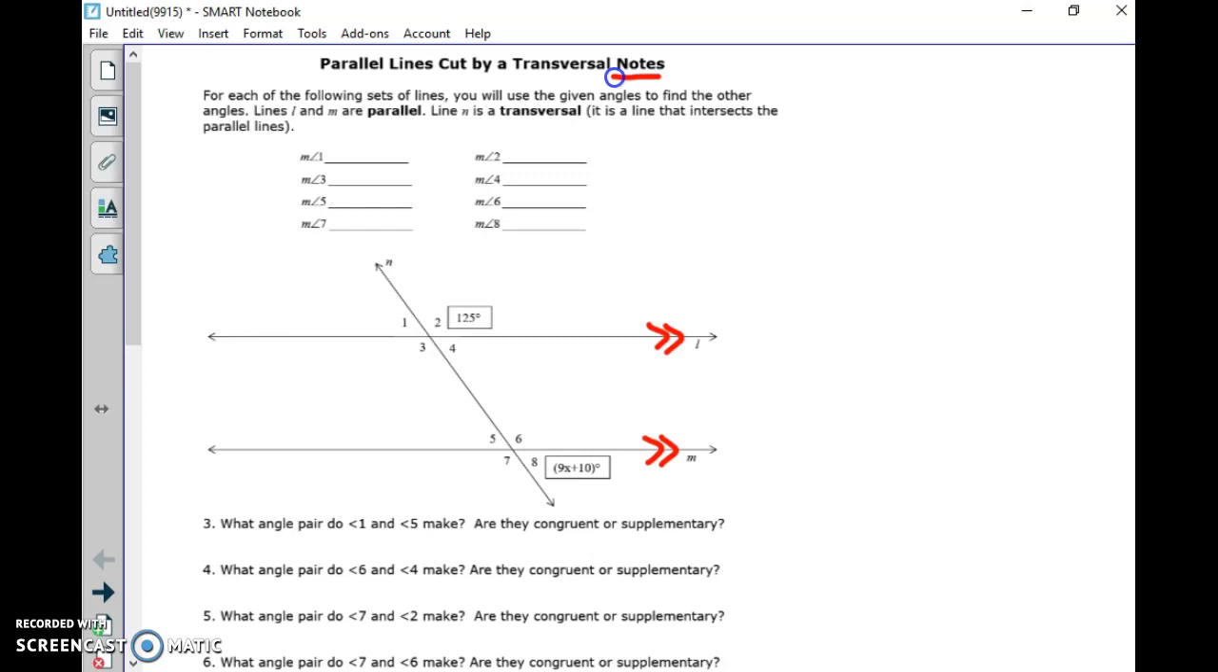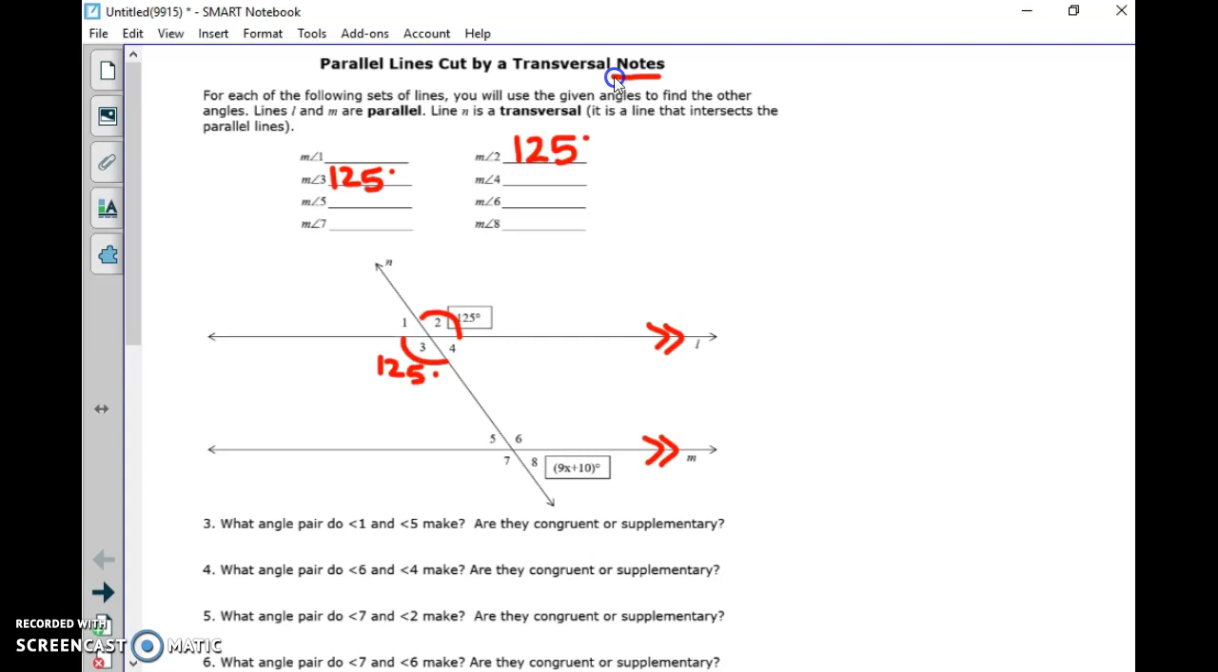So check this out. Angle 2 over here is 125 degrees. Let's go ahead and label that up here, 125 degrees. And we know angle 2 and angle 3 are called what? Vertical angles. So if angle 2 and angle 3 are vertical angles, then we know they're congruent. So angle 3 is also 125 degrees. So let's fill that in up here, 125 degrees. Great.